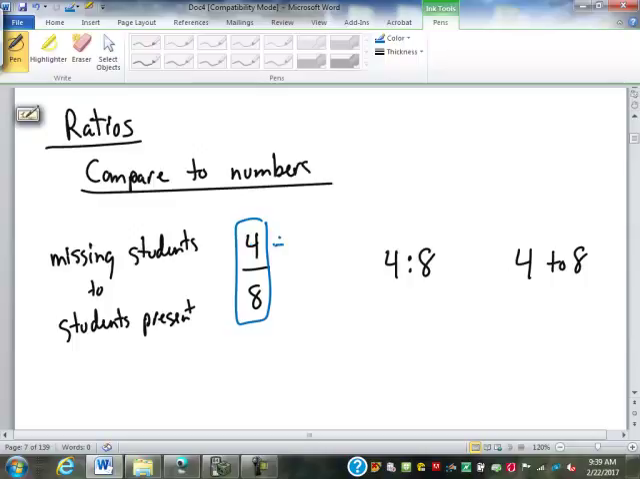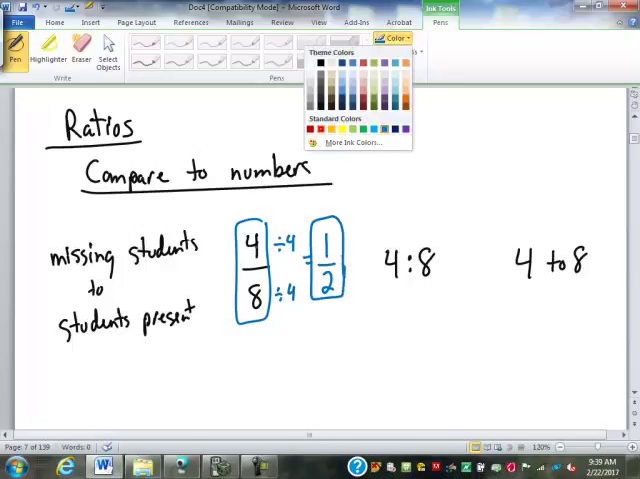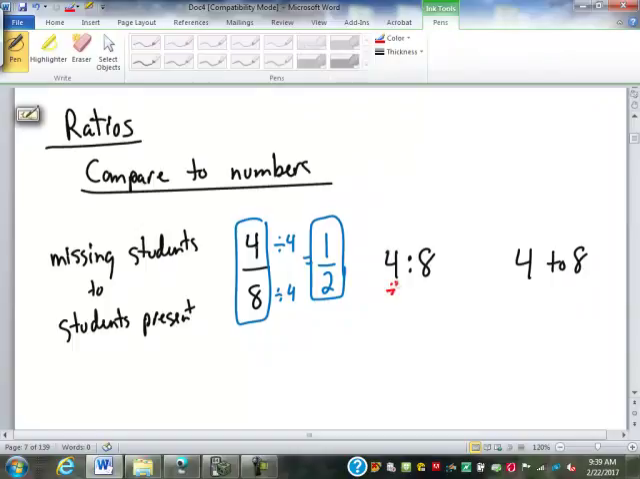For example, both 4 and 8 can be divided by 4. 4 divided by 4 is 1, 8 divided by 4 is 2. So that reduces to a 1 to 2 ratio. Now I could do the same thing in any of these other forms. I could divide both of those out to get 1 to 2. It's just I'm used to doing it with fractions like that, so it looks similar to me.